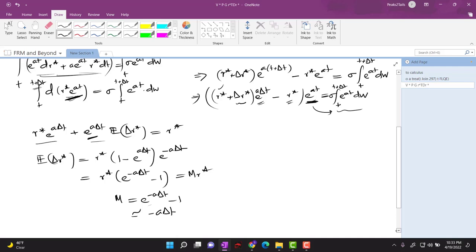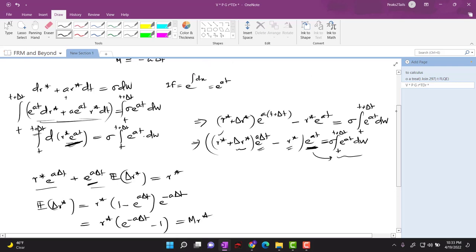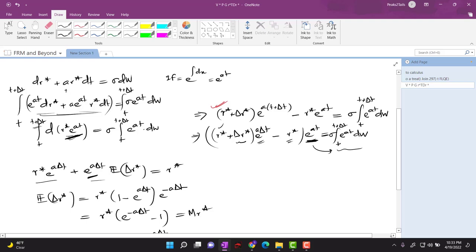So when we take variance, let's do one thing. From this equation, let's isolate the things that are constant and deterministic so that the variance would just drop to zero, and let's only work with the terms that are random. Okay, so if I rewrite this, R star e to the power a delta t minus R star, whole into e to the power at. Okay, this much is the constant term.